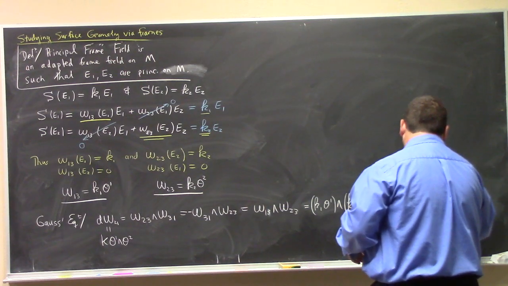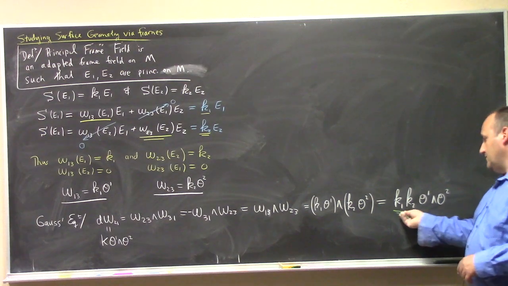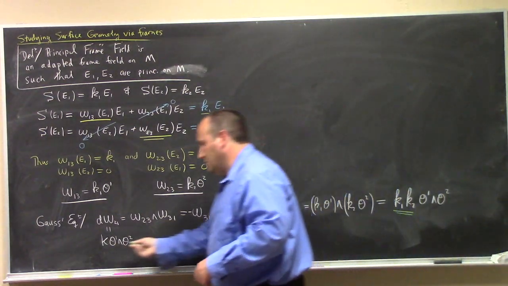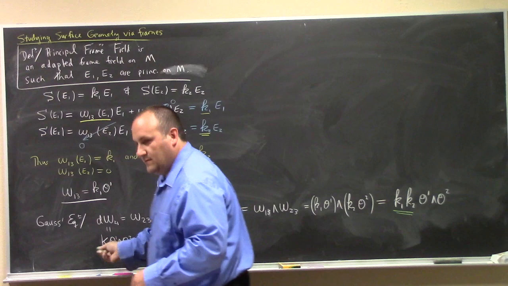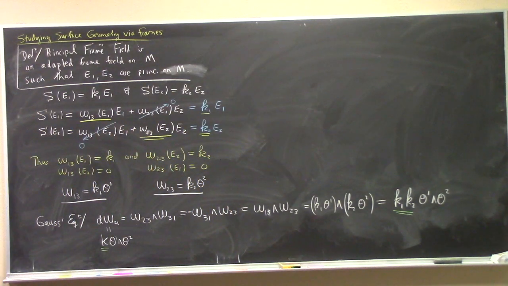What does this tell us about the relation between the product of the principal curvatures and the Gaussian curvature? It tells us that the Gaussian curvature is the product of the principal curvatures, which of course we knew already, but it's kind of cool to see it again here derived from the algebra, wedge products and such.